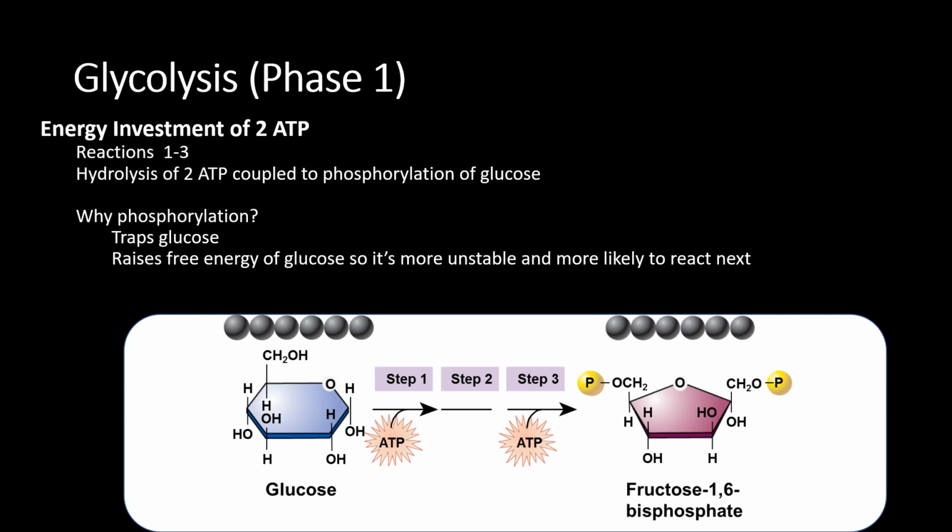The first phase, the energy investment phase, is a series of 3 enzymatic reactions, mediated each separately by 3 different enzymes that we don't have to worry about. And in this process, these enzymes take ATP and they add those phosphate groups to the glucose molecule, creating a product called fructose 1,6-bisphosphate. And this fructose 1,6-bisphosphate is a very unstable molecule. So basically, we put energy into the system to get glucose positioned in a way that it will easily start rolling downhill.